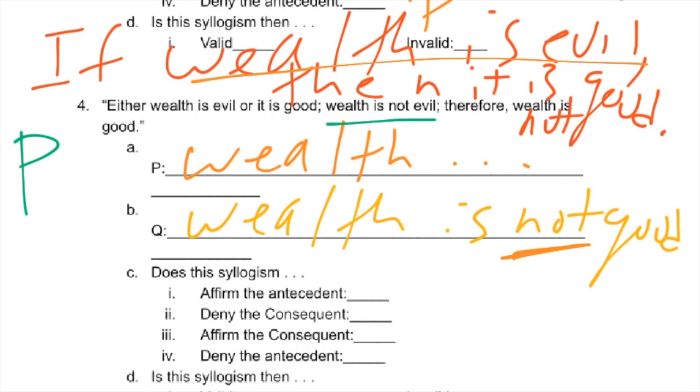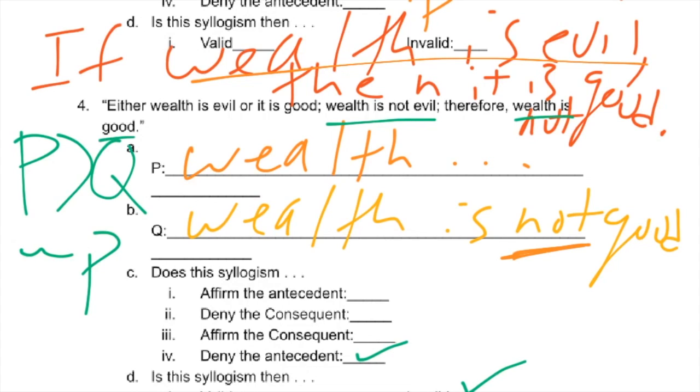The next premise in our hypothetical syllogism is stating that wealth is not evil. And what we're doing here is we are denying the antecedent, which is an invalid form of reasoning. I know that right off the bat. Notice that wealth is good. We're denying the antecedent here, saying that wealth is not evil, and then denying the consequent as a result, that wealth is good is the conclusion that we're stating here.